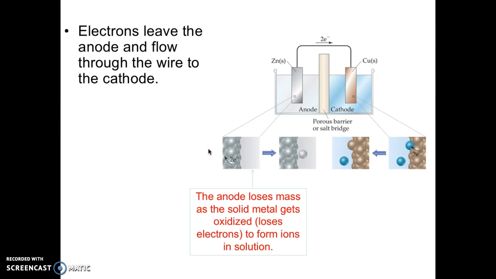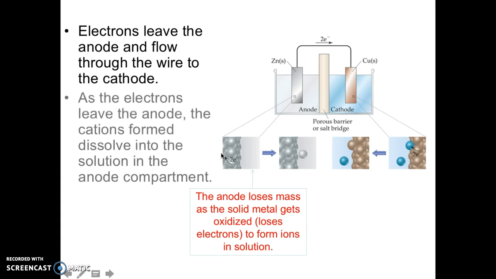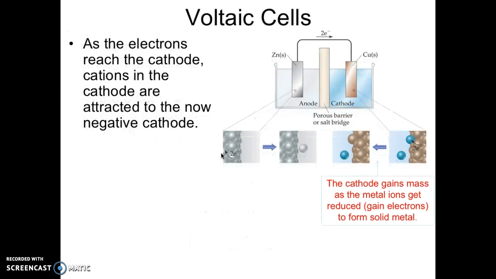Here it is again on an electrical scale. The electrons are going to leave the anode, flow through the wire to the cathode. Here's a great example of the porous barrier or salt bridge that would go here. And again, the anode loses mass as the solid metal gets oxidized to form ions in the solution. And as the electrons leave the anode, the cations that are formed dissolve into the solution. On the opposite side, the electrons reach the cathode. The cations in the solution are attracted to the now negative cathode. So the cathode gains mass.